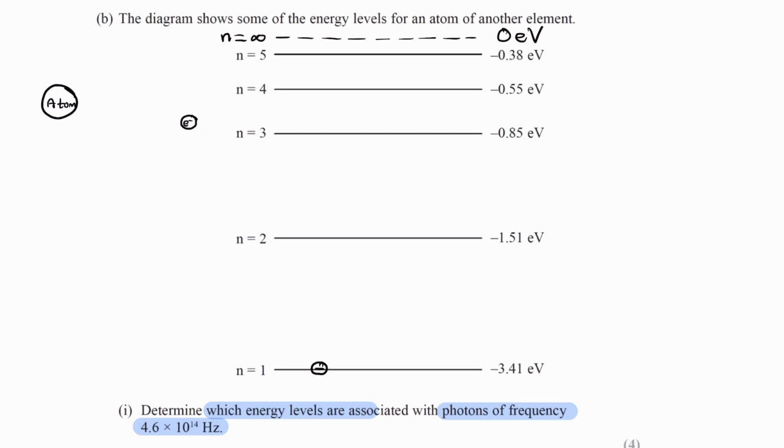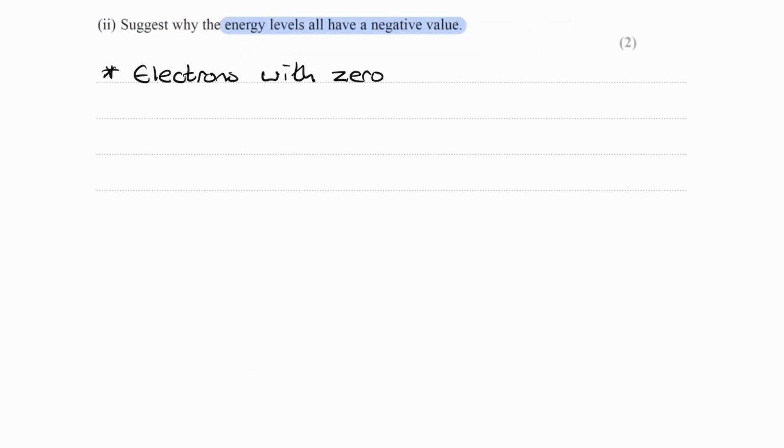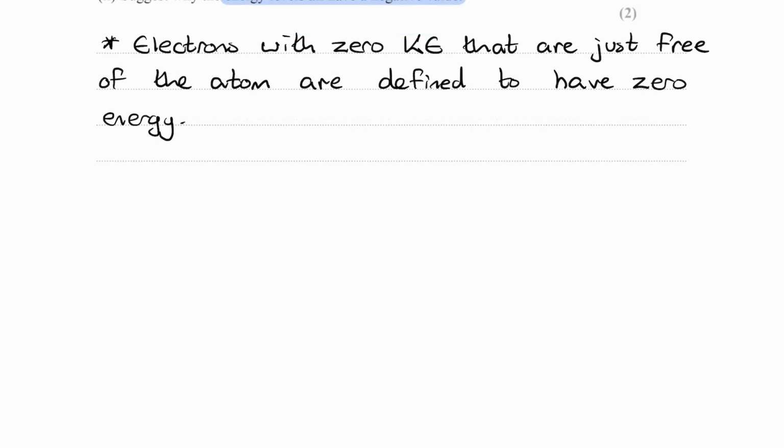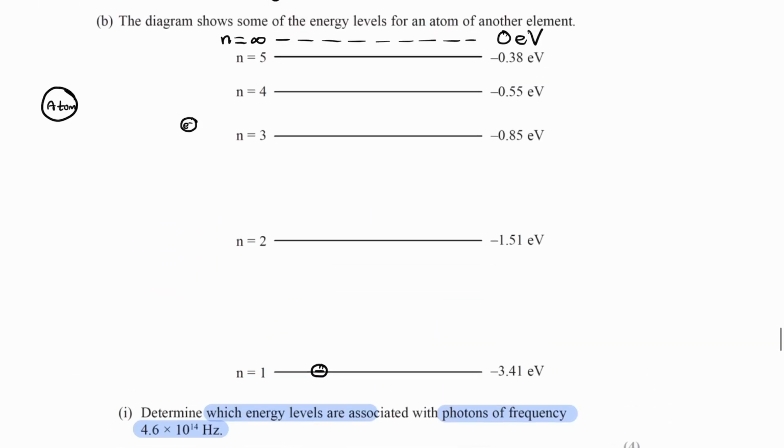Alright, so how do we summarize this for 2 marks? First mark, electrons with 0 kinetic energy that are just free of the atom are defined to have 0 energy. That's the first thing we'd say. And if electrons in bound states require energy to get to that just free state, so this electron here requires energy to get to that just free state, then it must have started with a negative energy to begin with.